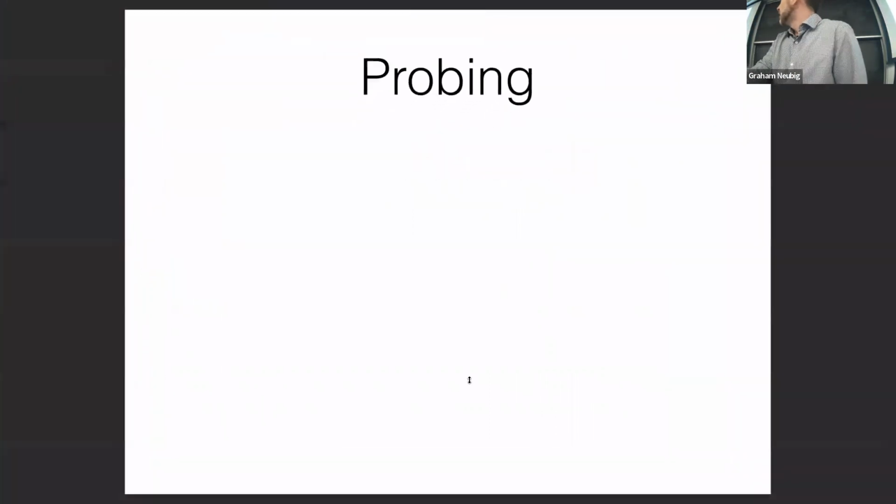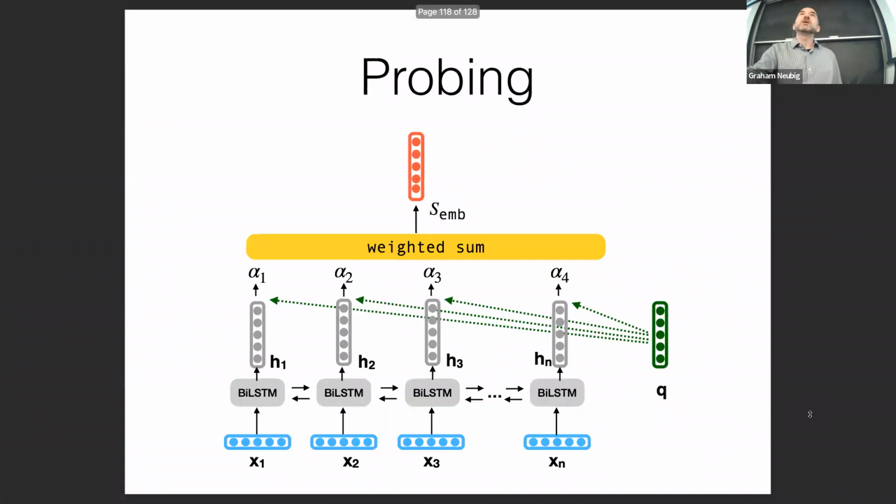Okay. So next, I'd like to talk a little bit about model probing. In model probing, there's a couple ways you can do it. And we talked early in the class about sentence encoders and word encoders, and you can do probing of both.